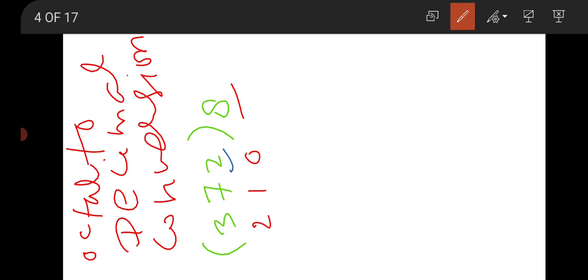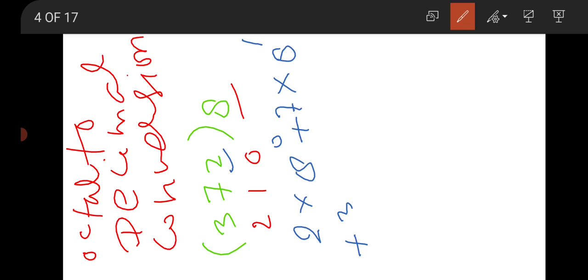2, here you can see that 0 1 2, 2 multiplied by 8 to the power 0. Only the base changes. In binary we used 2 to the power 0, here we will use 8 to the power 0, plus 7 multiplied by 8 to the power 1, plus 3 multiplied by 8 to the power 2.